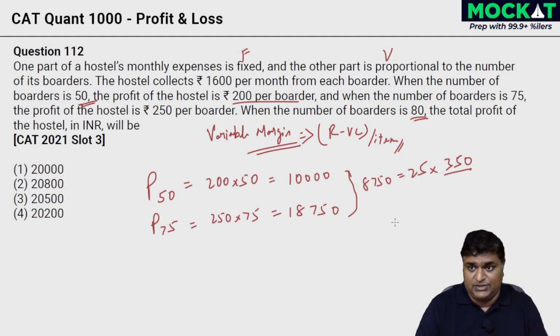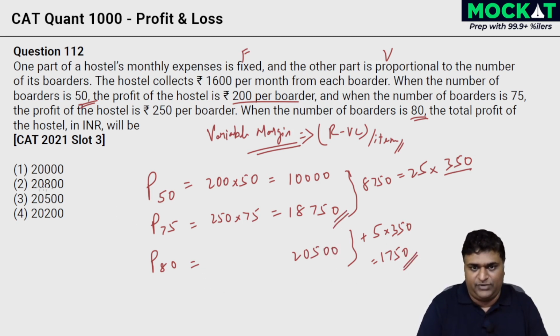Now that you have found this, all they're asking for is the total profit when we had 80 boarders, right? How much more would it have become? It would have gone up by 5 more boarders came in at 350 a boarder. That is 1750 rupees more than this. What is 18,750 plus 1,750? 18 plus 1 is 19,000, 750 is 1,500. So 20,500.